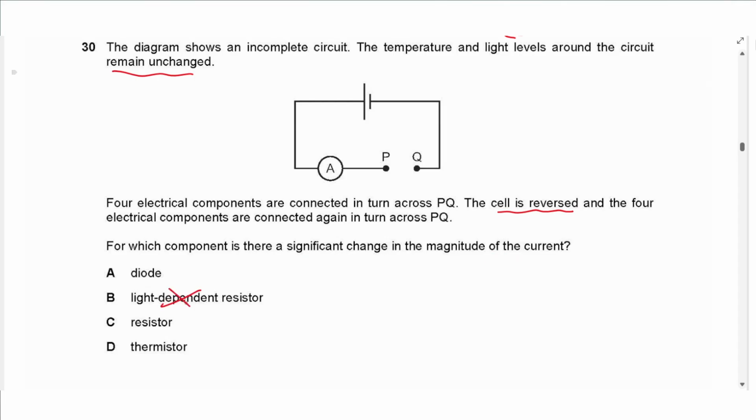So the light dependent resistor and the thermistor would not affect the current if the temperature and light are unchanged, and the resistor would simply give the same amount of current. But a diode would give current in one polarity and would not give any current in the opposite or reverse polarity. So one would give a significant current and the other would give zero current. So that's the one that would cause a significant change in the magnitude of the current. So the answer is A.